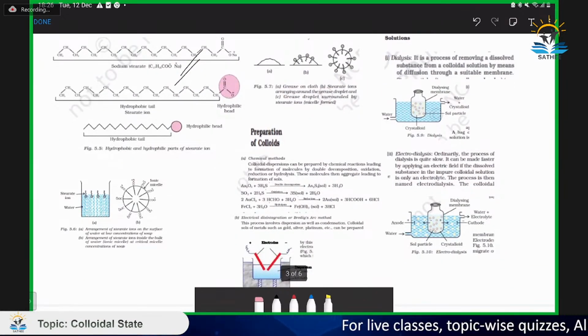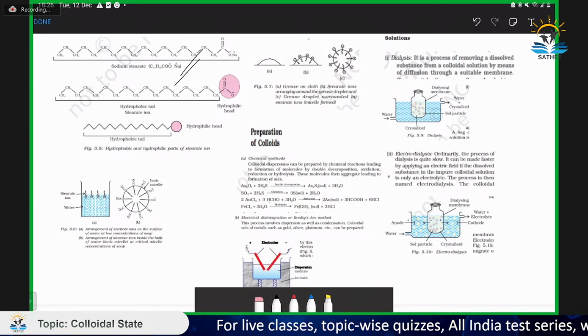At low concentration, it's like the first figure. Just on that surface, your soap molecules are all on the surface, your head stays in the water, your tail tries to stay out of the water. But after a concentration limit is reached, your tails start to get together.